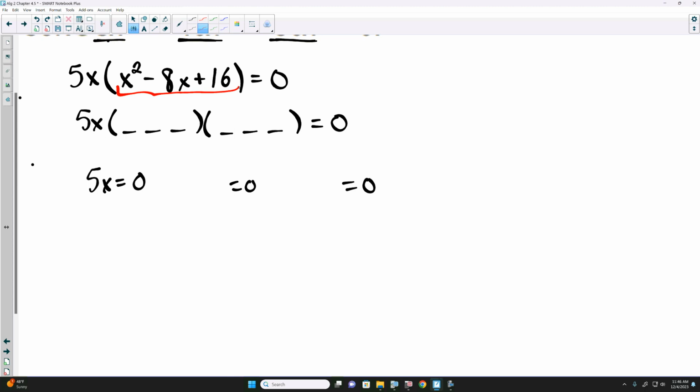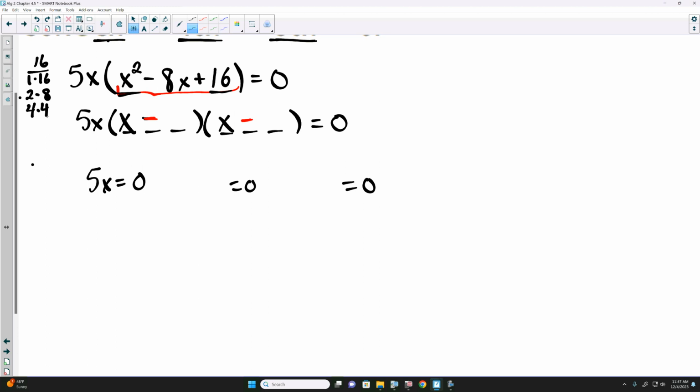Since the third term is positive, our signs are the same and match the sign of the middle term, which in this case would be negative and negative. Guys, our factors of the first and third terms, the factors of x squared, are going to be x and x. Factors for 16, well, we have a few. We have 1 and 16, 2 and 8, 4 and 4. Which ones do we want to try first?